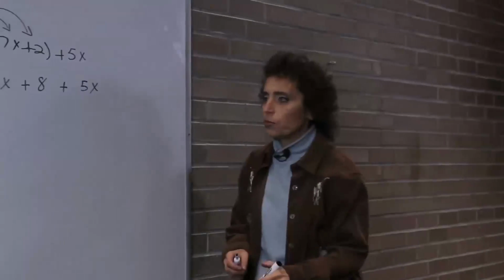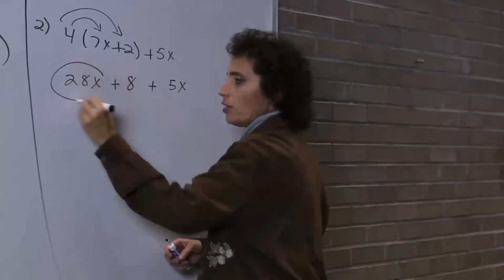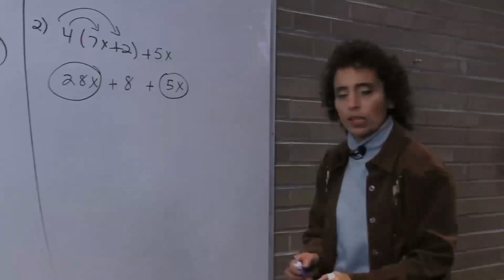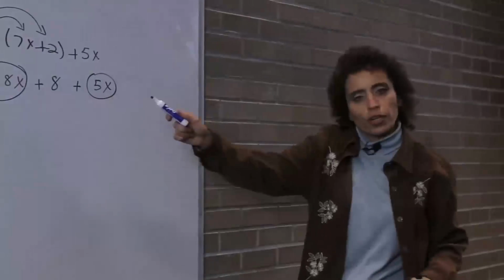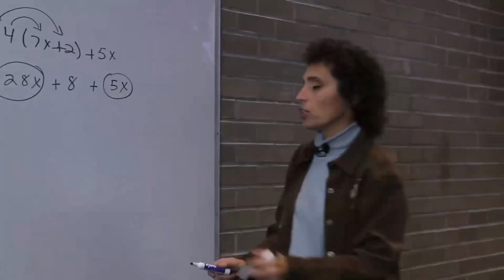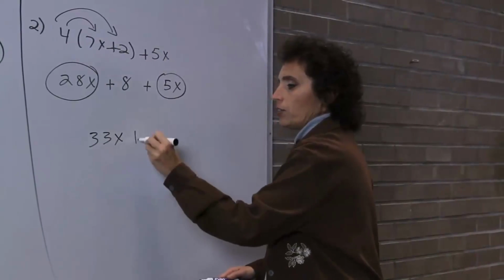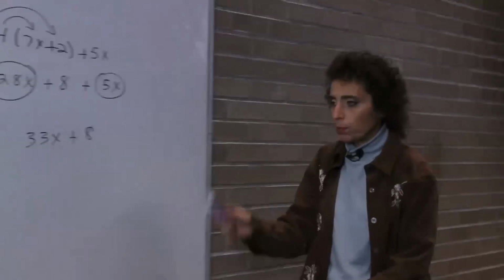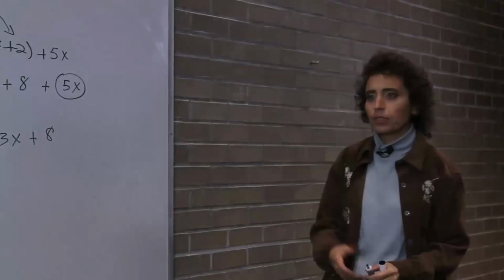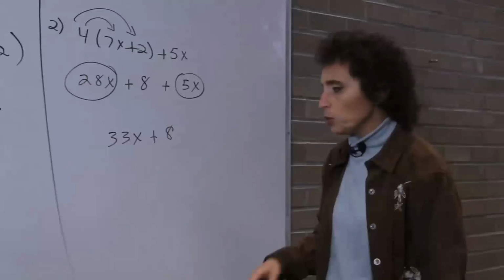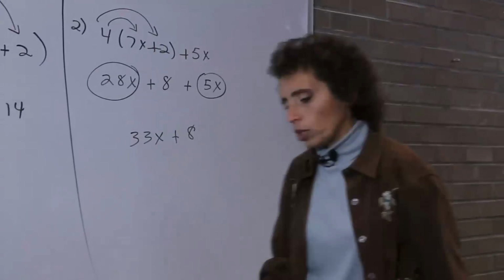Now, I'm looking for like terms. 28x has a friend. It's 5x, because they have the same variable factor. So I have 28x's, but now I have 5x's. That's 33x's. And 8 has no friends, so I just bring it down, and I have to write plus 8. Okay? So that's number 2. Last problem, you try this last one, and then we'll check it out.